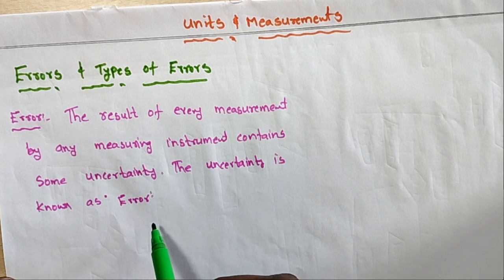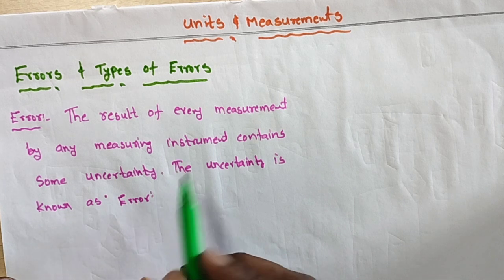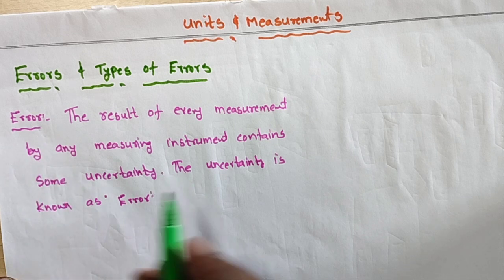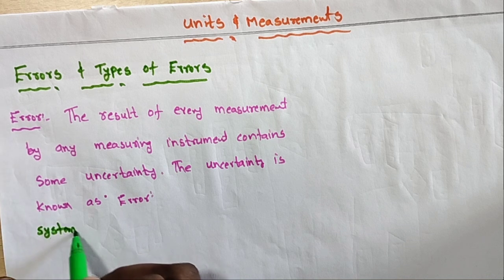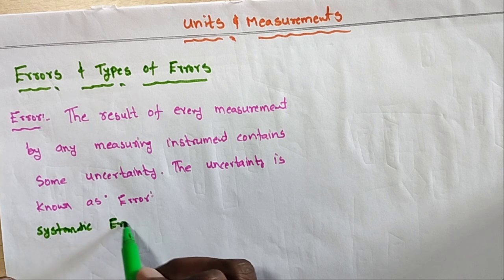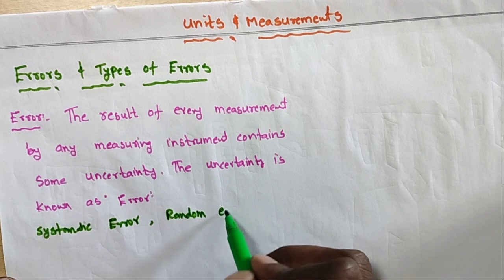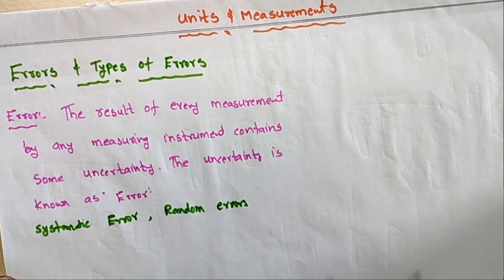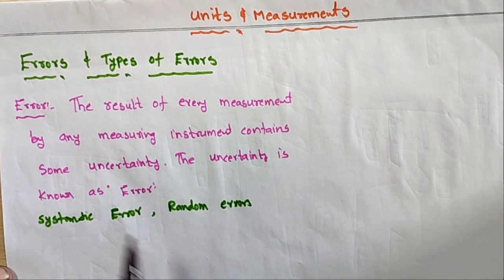Every calculated quantity is based on some measured values. Generally, errors are of two types: systematic errors and random errors. But here I will explain some different types of errors, that is, absolute error, relative error and percentage error.